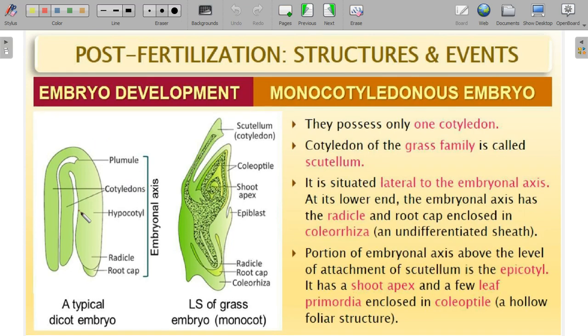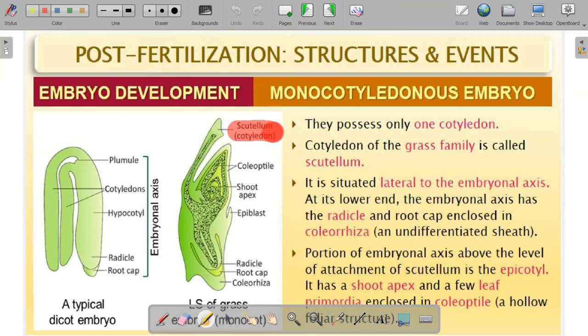The next is monocot. Dicots have two cotyledons, but monocots, what about them? They have only one cotyledon. In the grass family, the monocot cotyledon is called the scutellum. Scutellum is nothing but the cotyledon. Now here we have the imaginary axis called the embryonal axis. So I'm going to draw the embryonal axis here. This is the embryonal axis, the imaginary line.